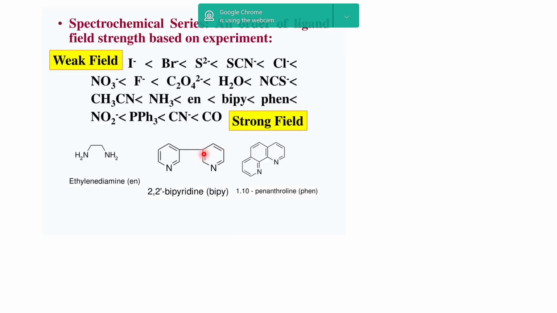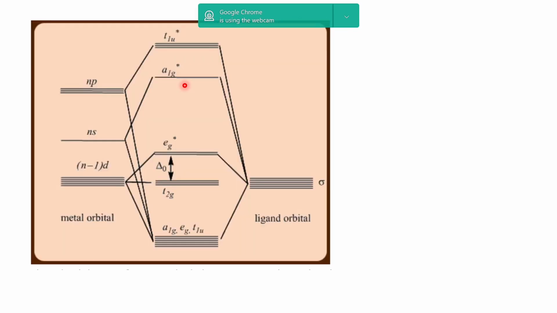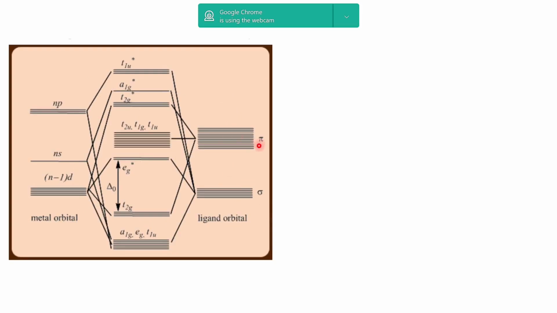This is what happens for weak field ligands like I minus, Br minus, etc. Here I have considered only the sigma orbitals of the ligands. In this one, I have considered the pi orbitals also. In this case as well, if the interaction of the ligand orbitals with the metal orbitals is less, then this gap will be less. If the gap is less, then this Eg star will be weakly antibonding in nature.